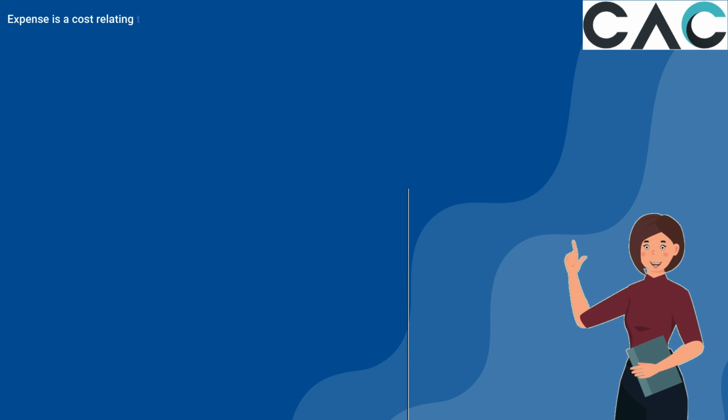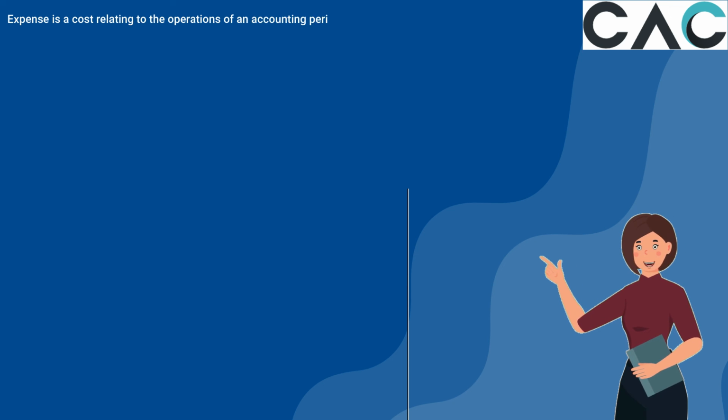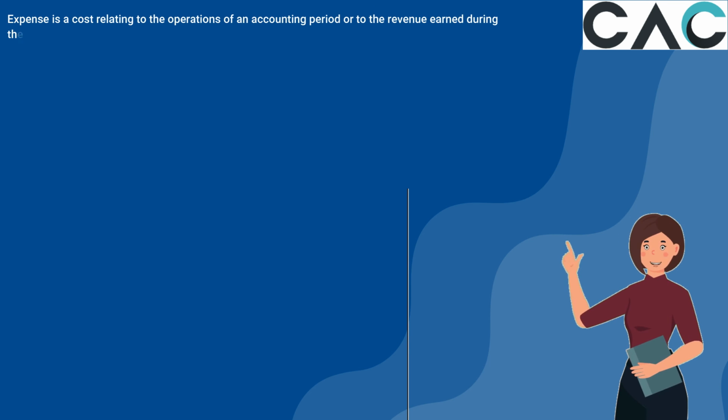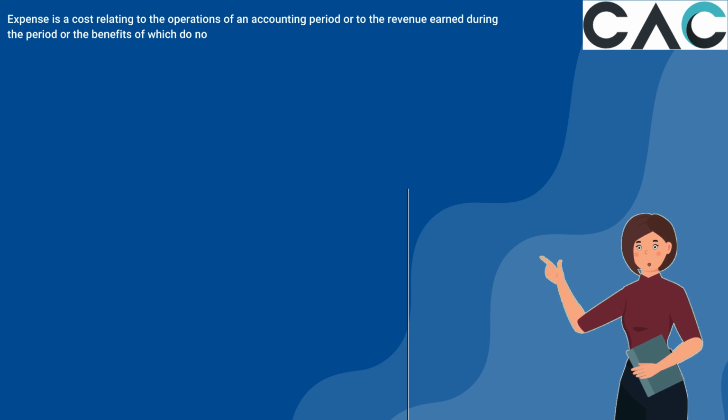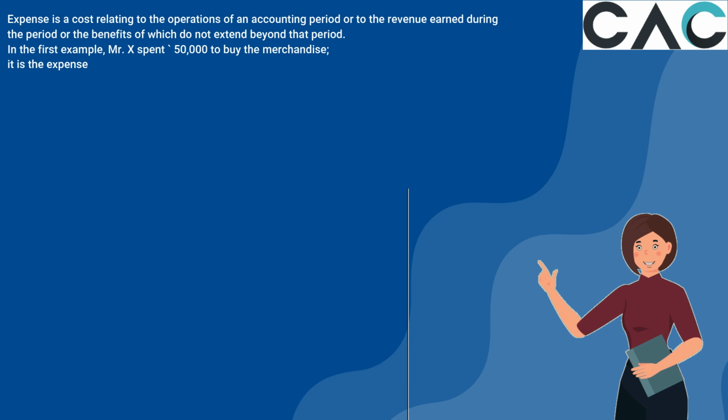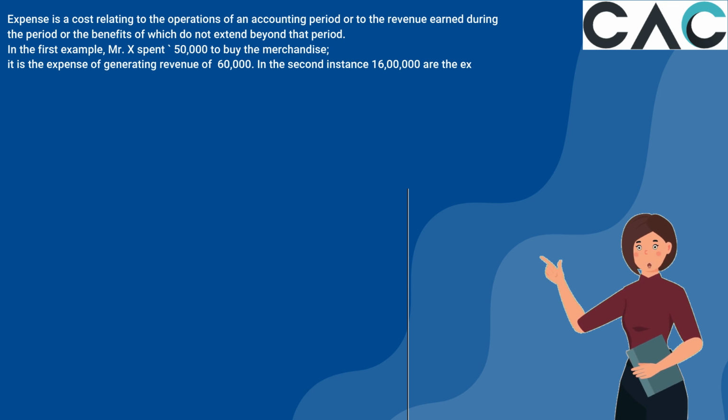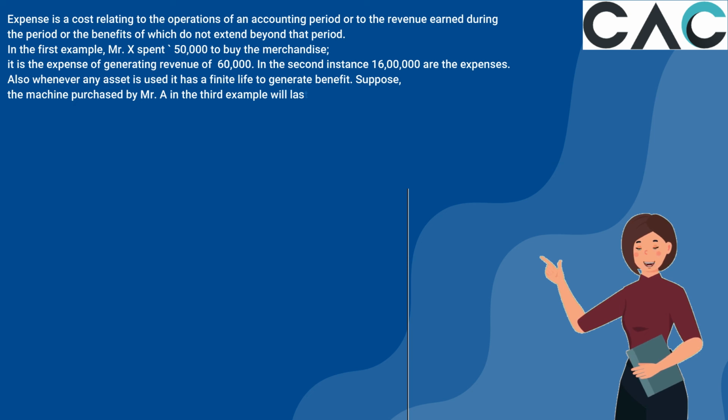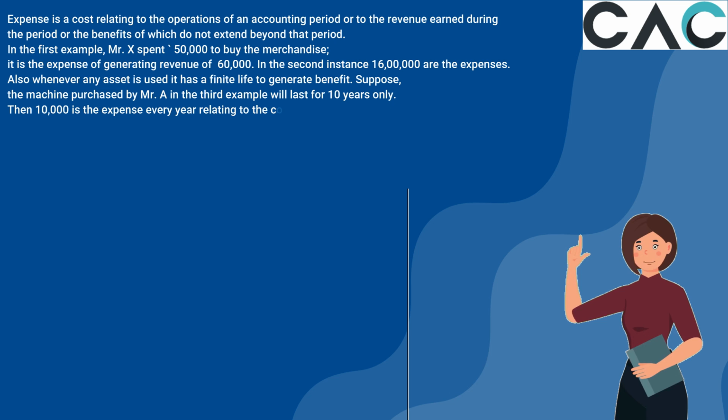Expense is a cost relating to the operations of an accounting period or to the revenue earned during the period or the benefits of which do not extend beyond that period. In the first example, Mr. X spent 50,000 to buy the merchandise. It is the expense of generating revenue of 60,000. In the second instance, 16,00,000 are the expenses. Also, whenever any asset is used, it has a finite life to generate benefit. Suppose the machine purchased by Mr. A in the third example will last for 10 years only. Then 10,000 is the expense every year relating to the cost of machinery.